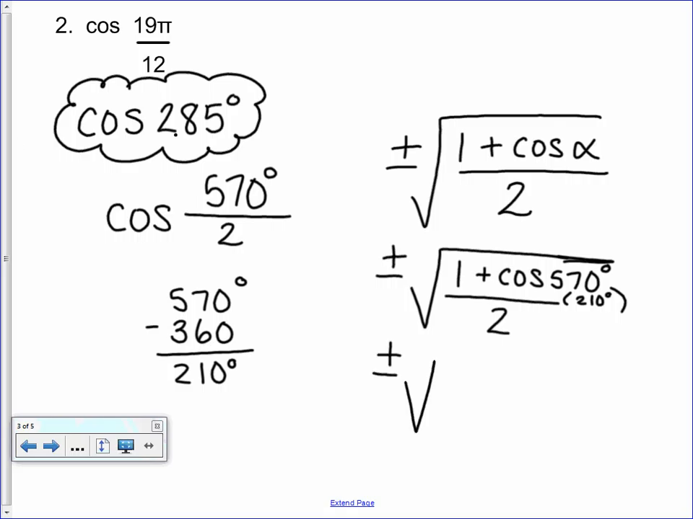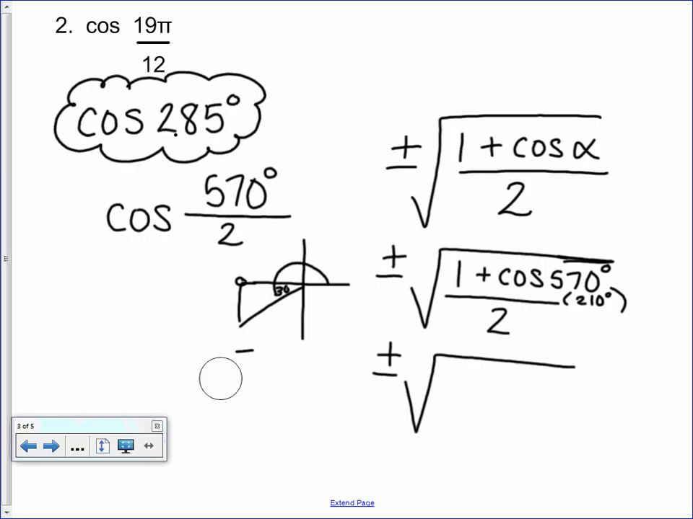Plus or minus the square root. I'm going to draw myself a picture. I almost need a picture. 570 and 210 are right here. Yep, they're in this quadrant. This is 30. Opposite of 30. I'm going to erase this. Opposite of 30 is a negative 1. This is a negative square root of 3, and this is 2.